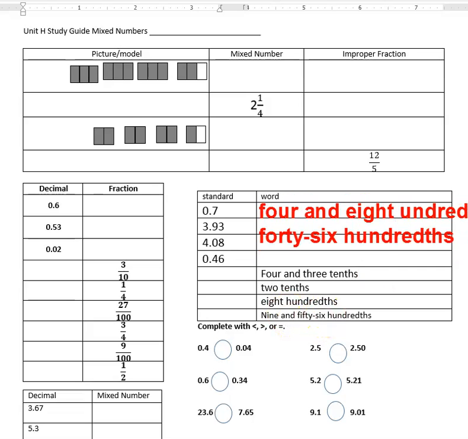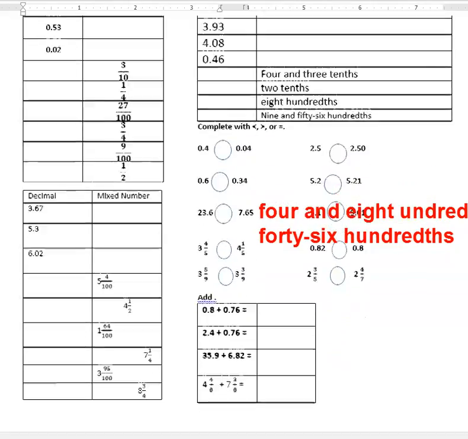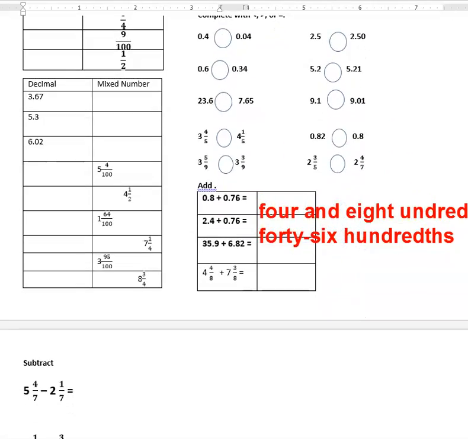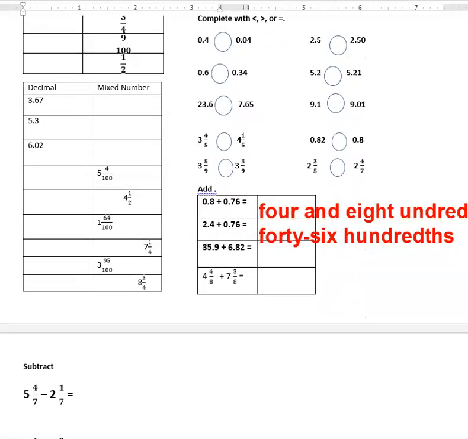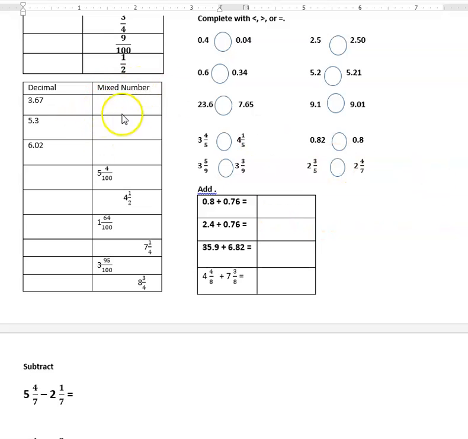All right, I'm going to scroll down a little bit so I can get that part on. And I'm going to start over here with the mixed number. Mixed number means I got a whole number and a fraction part. So it's sort of like what we just did up there, except I got a big 3 in front of the 67 hundredths. And I get a big 5 in front of the 3 tenths. And a big 6 in front of the 2 hundredths.